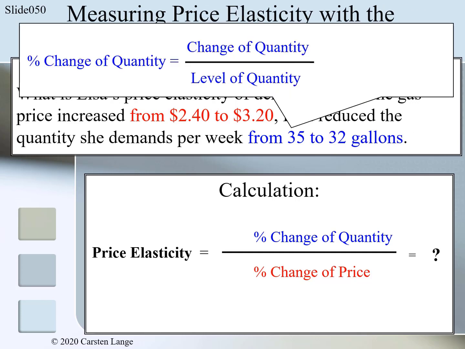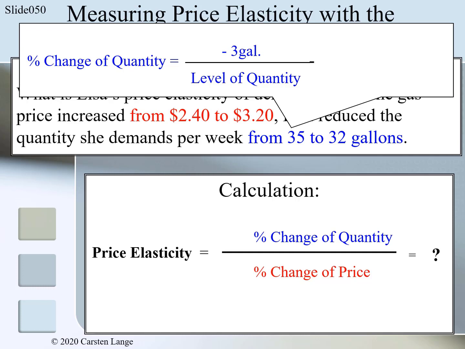In general, a percentage change is calculated by the change of the variable, so the change of quantity here, divided by the level of the variable. So what is the change of the variable? The change of the variable is the new quantity minus the old quantity, 35 gallons minus 32 gallons, which equals minus 3 gallons. Now you have to divide by the level of the quantity. This could be either 32 gallons or 35 gallons. In high school you learned to use the initial value, which would be 35 gallons. But there is actually no reason to use the initial value, except this is a common convention.